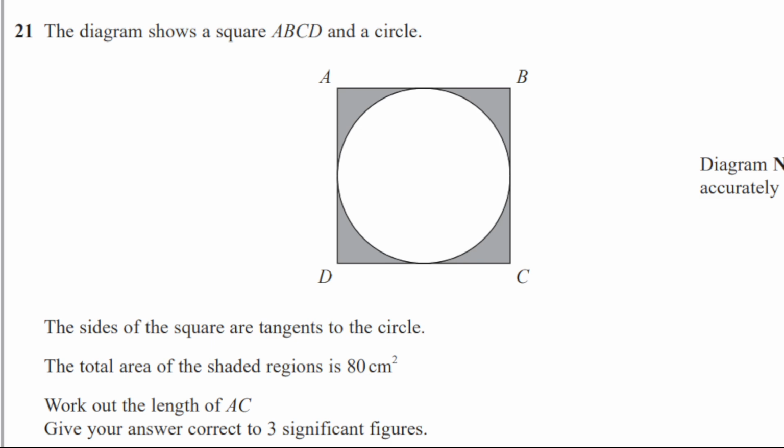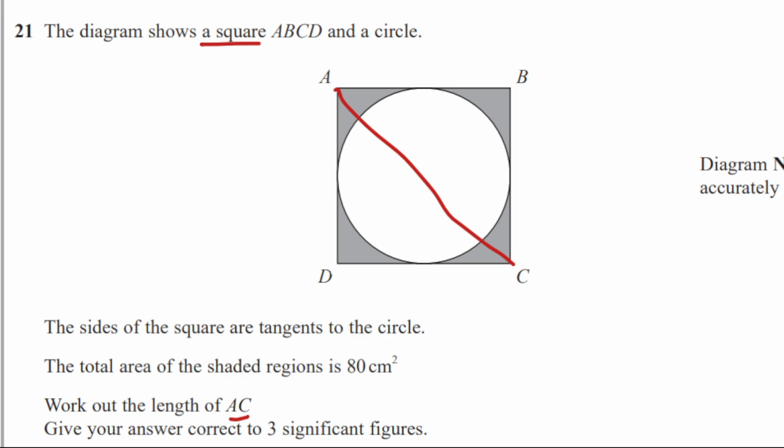Question 21 is 5 marks. It's a nice question. I like it. Look at this question. The question says, work out the length of AC. AC is the diagonal of this square, isn't it? Because the question says ABCD is a square. So this is the diagonal.